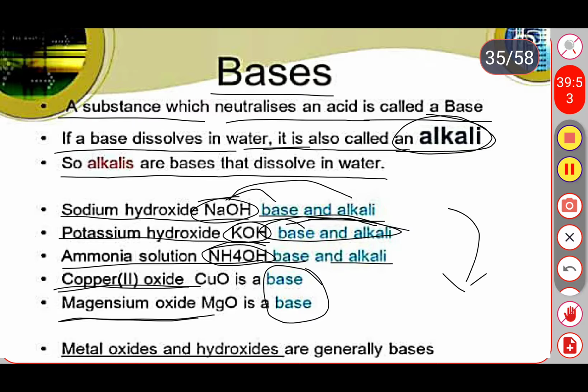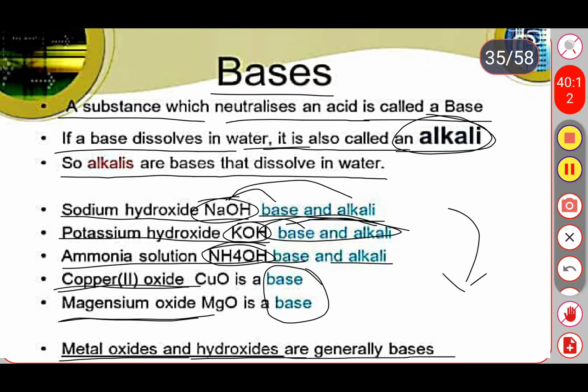So metal oxides and hydroxides are generally bases. Metal oxides and hydroxides are generally bases. So how are you going to identify the bases? On the basis of metal oxides and metal hydroxides.